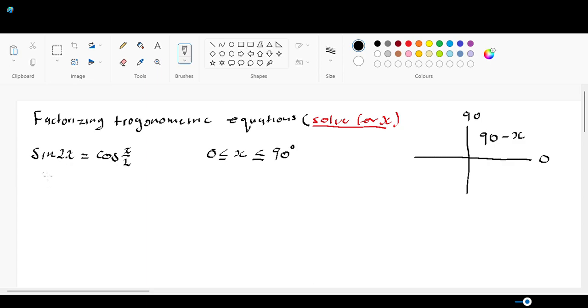Now let me just say I'm changing the sine 2x, the one on my left. First of all, I can say this so that you can understand. This is not necessary. This is for explanation purposes. I can say let 2x equal theta. Yes, let 2x equal theta.